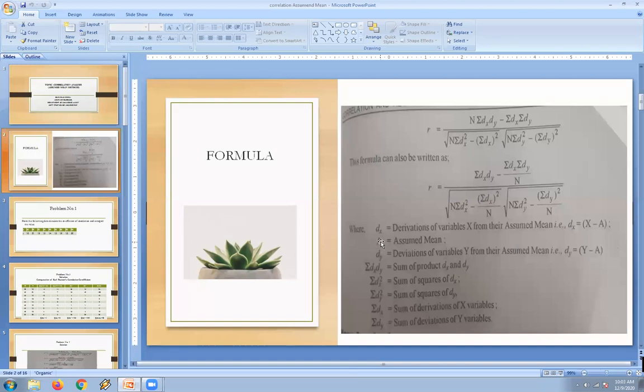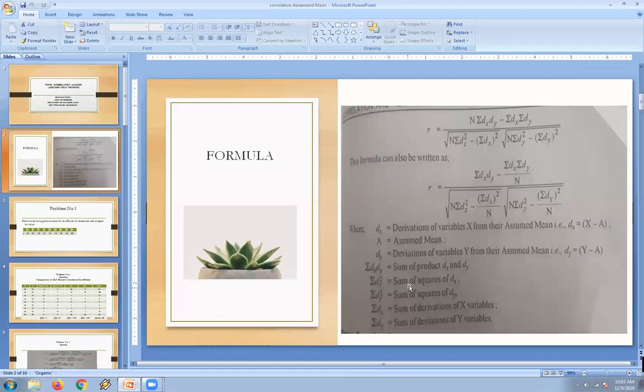dx is nothing but the deviations we have taken from the variable x. Any one of the values in x we can consider as a. In the case of dy also, any one value has to be considered as the y a. So in the case of x we get x minus a, and in the case of dy we calculate with the help of y minus a. When we multiply dx into dy, it is the summation of the product of dx into dy. And sigma dx square is the sum of the squares.